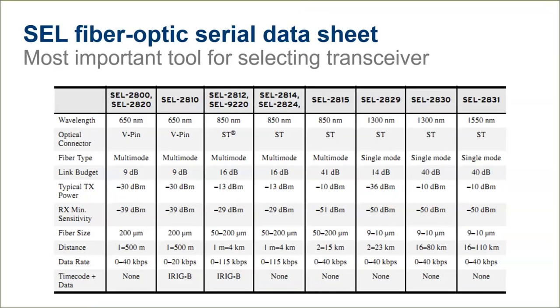And then of course, one of my favorites is the SEL-2831 fiber optic transceiver, which is a 1550 nanometer single-mode transceiver with ST style connectors. It can transmit anywhere from 16 to 110 kilometers in distance. So if you need any type of transceivers or fiber optic communication products, all of this comparison sheet and chart can be found on our website at selinc.com under the Communications tab.